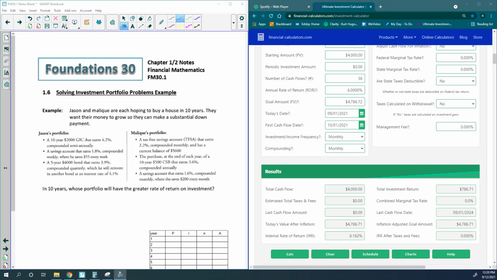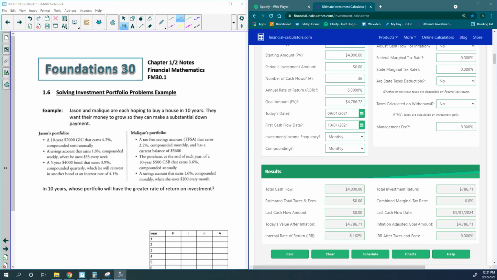So we have Jason's portfolio, and he's got a 10-year $2,000 GIC that earns 4.2% compounded semi-annually. He has a savings account that earns 1.8% compounded weekly, where he saves $55 every week. And he has a 5-year $4,000 bond that earns 3.9% compounded quarterly, which he will reinvest in another bond at an interest rate of 4.1%.